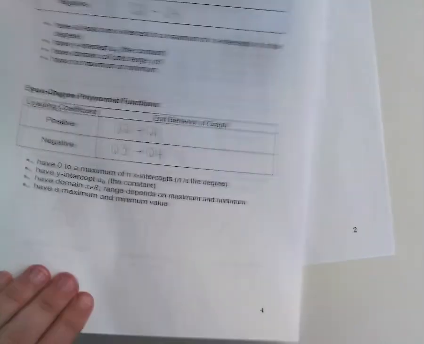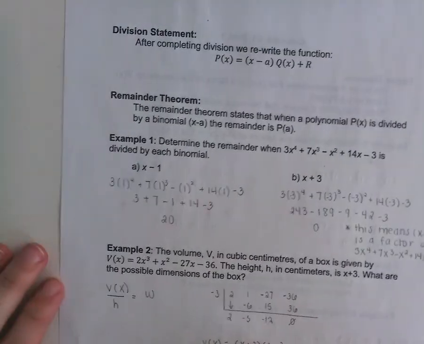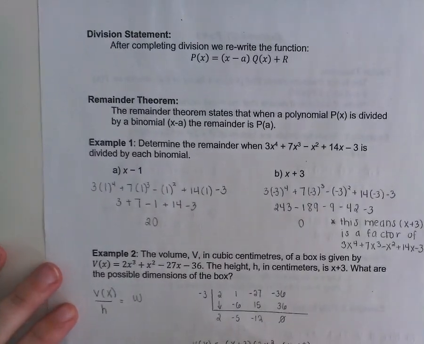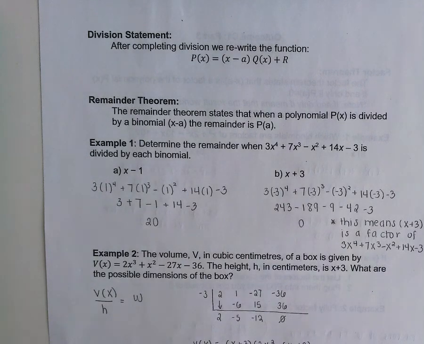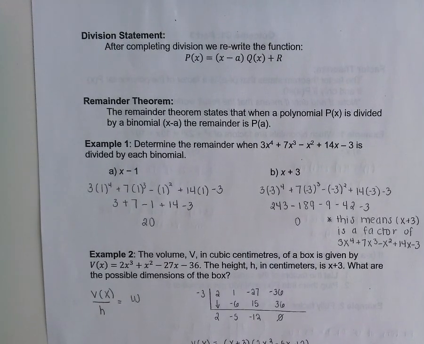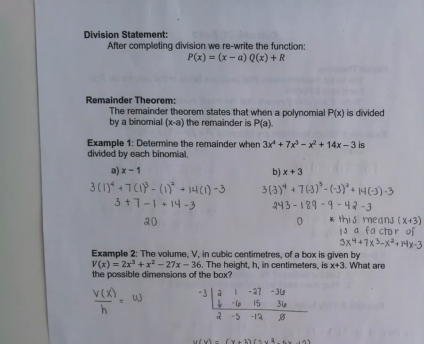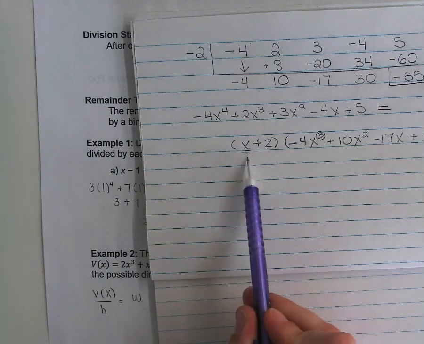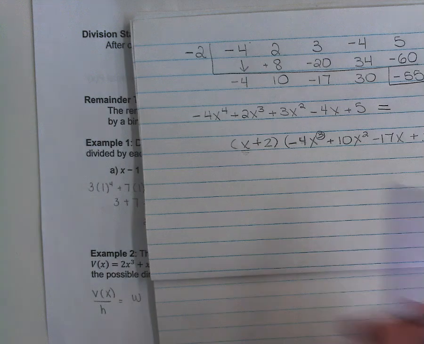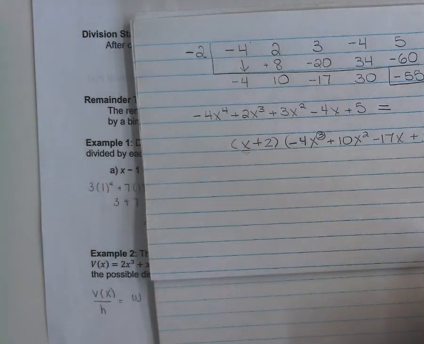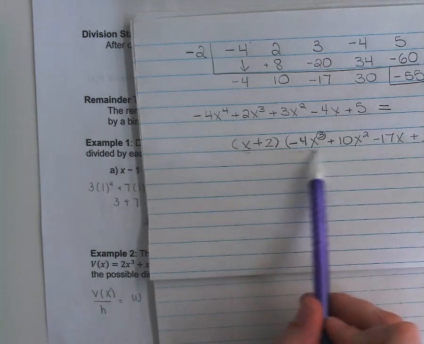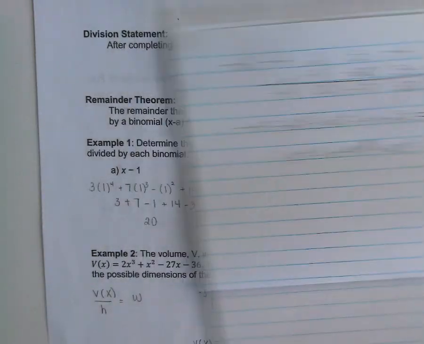Oops, if we look at the next page, my pages are all out of order here. There we go. If we look at the next page, I've shown you exactly this. So we call this the division statement. So after you have done your division and you go back and you rewrite this all out, basically almost in factored form, we could factor this further. Okay, we're writing a division statement.